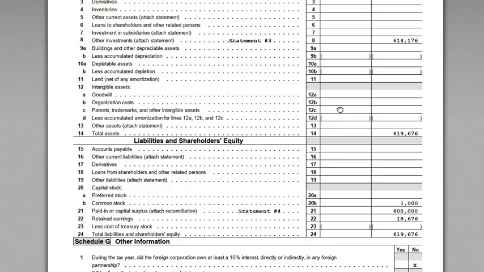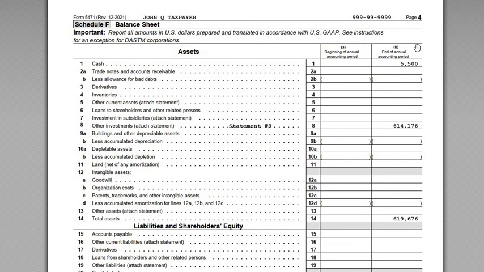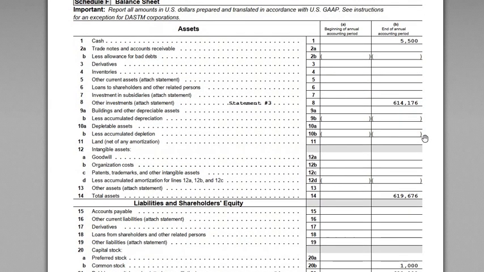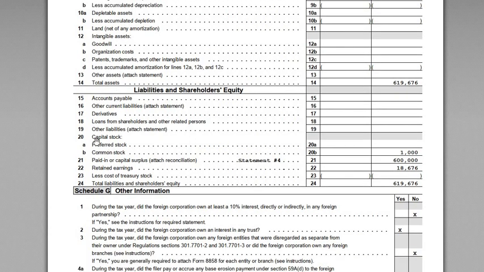So let's look at the balance sheet again really quick here, and we'll input the numbers. Again, we're already working with the US dollar amount. So the cash balance, $5,500, other investments, $614,176. Again, no liabilities here, so the AP, other current liabilities, derivatives, loans from shareholders, all those line items are blank. Then we get down to the equity section here.